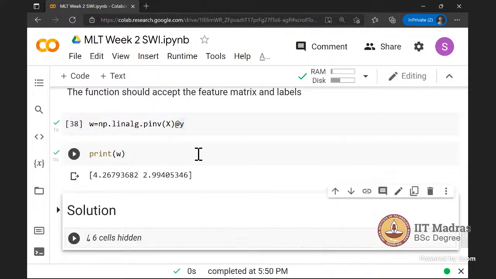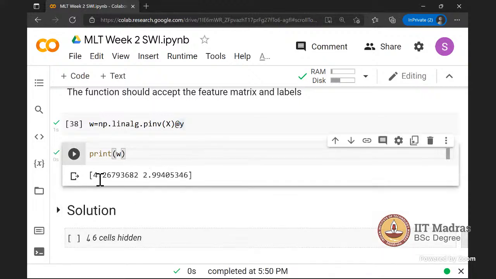All right. As somebody had mentioned earlier, the weights W should be very close to 3 and 4, and you can see they are close to 3 and 4. Not exactly 3 and 4, because we have added some noise to it. Now let's visualize the model that we have computed with our original data.